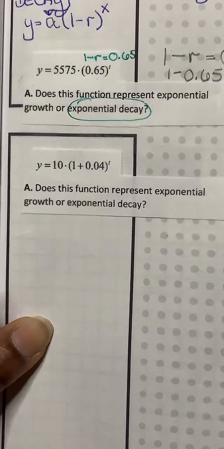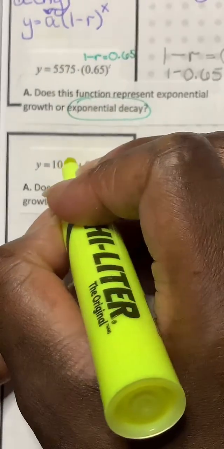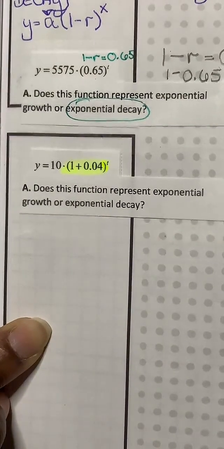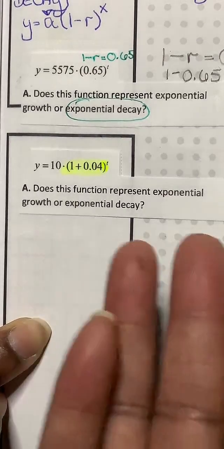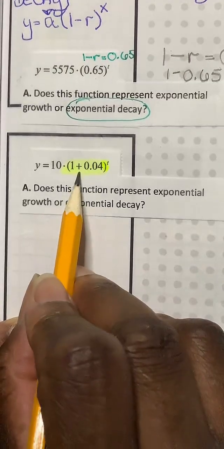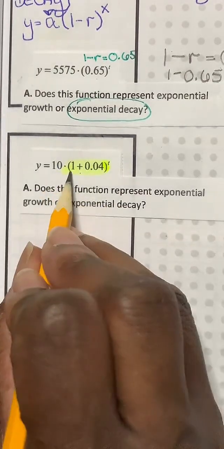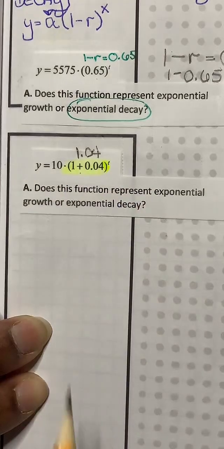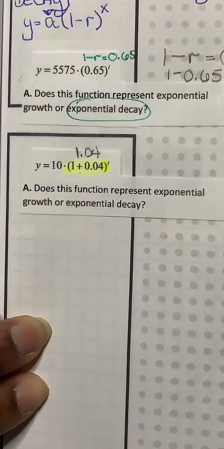Actually, let me highlight it so you have an idea. Inside this parenthesis, that's where you're looking to tell if it's growth or decay. If it's more than 1, it's growth. If it's less than 1, it's decay. All right, since we've got this plus sign, we could simplify this a little bit more. We could simply say it's 1.04. That's another way, instead of keeping the plus sign.